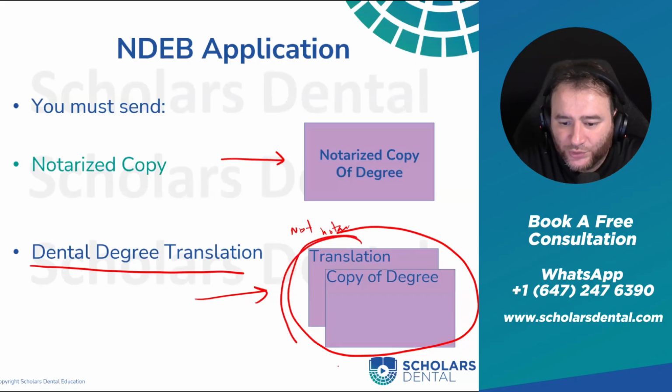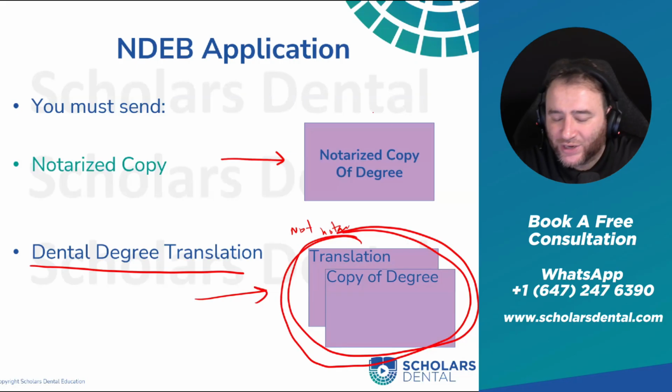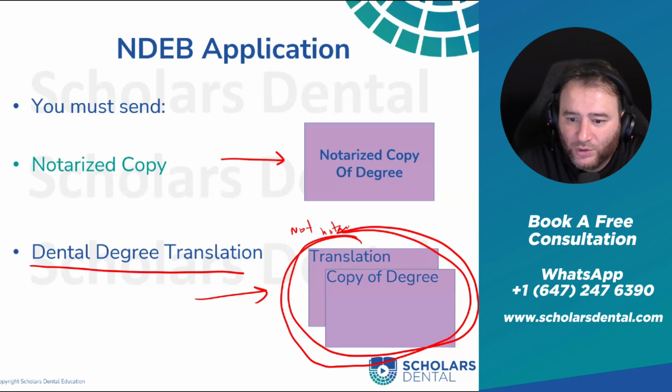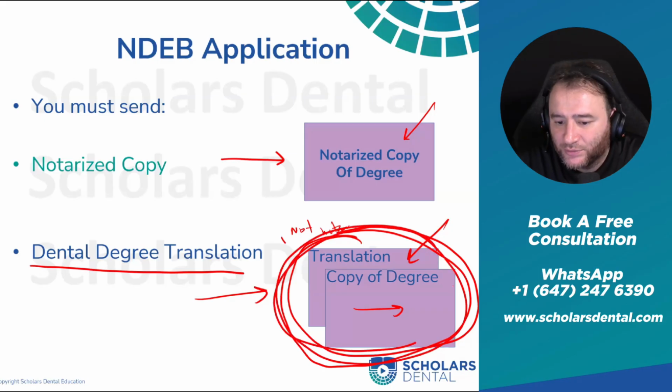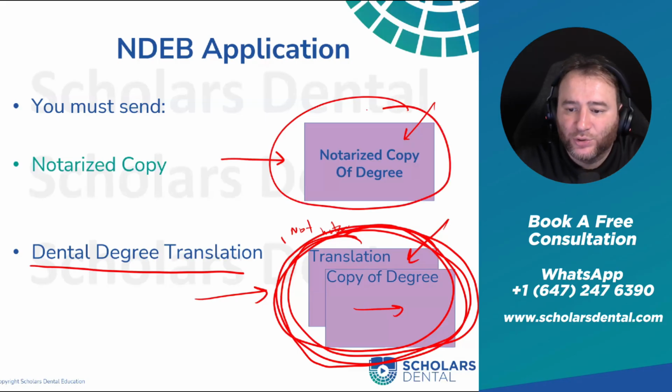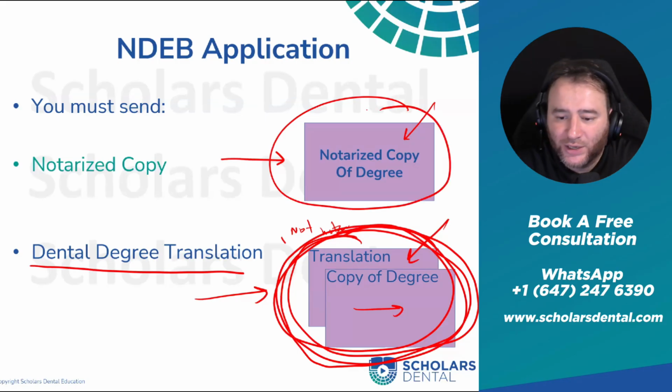Okay, this is all called the translation document. Let's think of it like this: for the degree, you're sending three papers. One is a notarized copy, one is the original copy, and then one is the translation. So this whole thing is called the translation copy document. And then you need a separate document as a notarized document. Just keep that in mind.